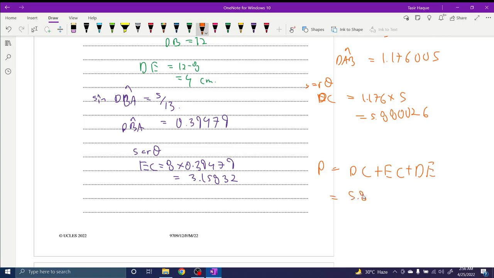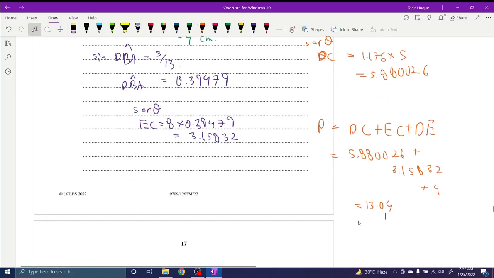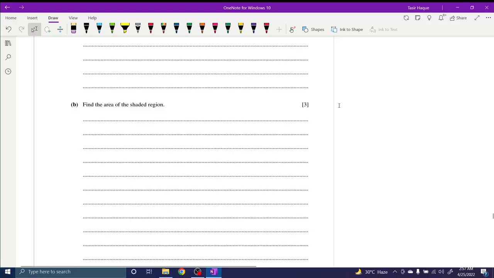Or 5.880026 plus 3.15832 plus 4. We're getting a value of 13.04, but we need to answer to 3SF always. Okay, always 3SF if irrational. 13.0 centimeter. That's your answer, okay? Be careful. Now find the area of the shaded region. This is a bit simpler.